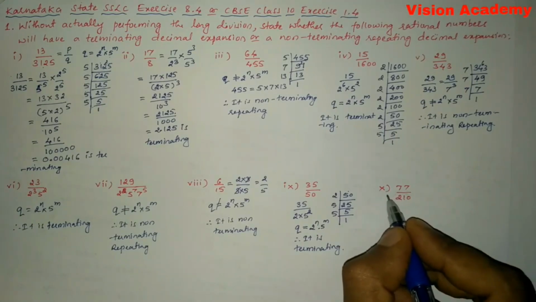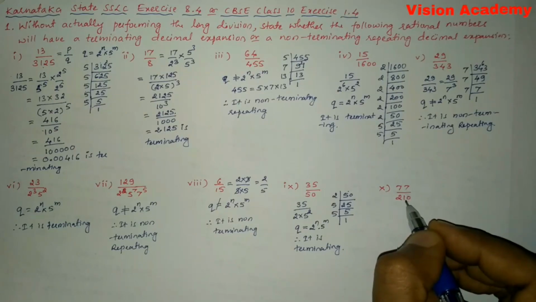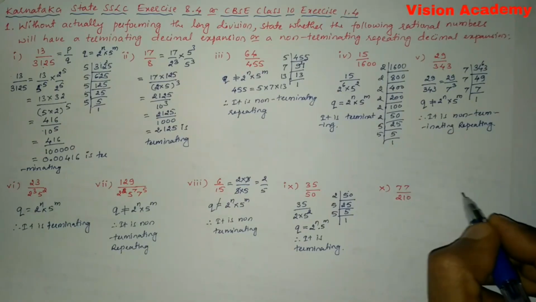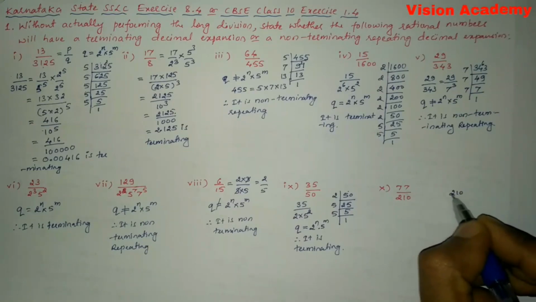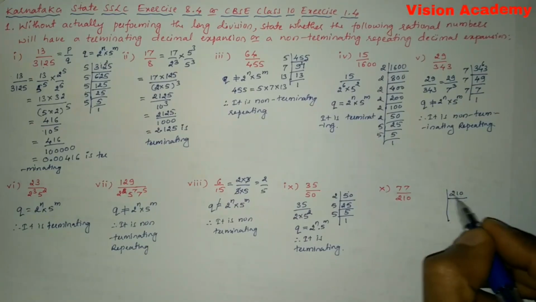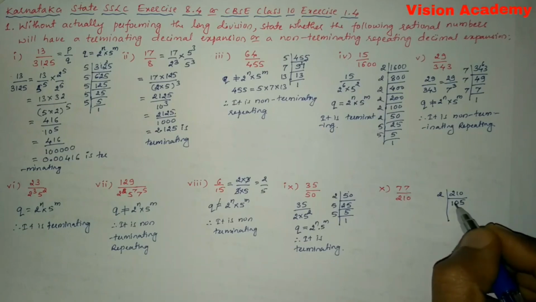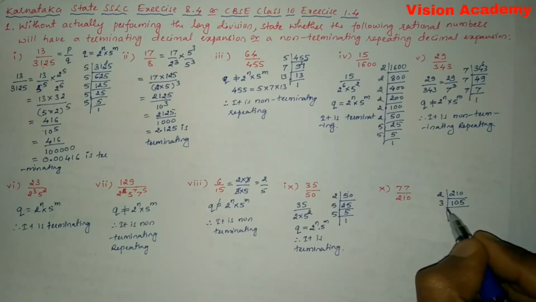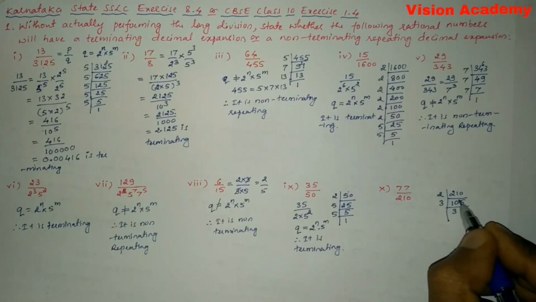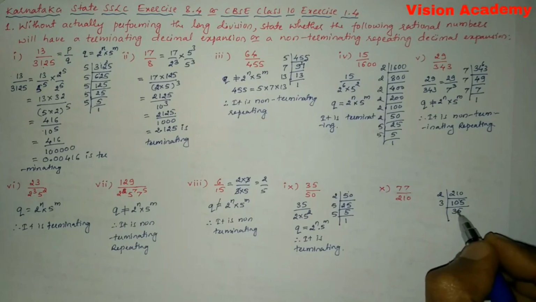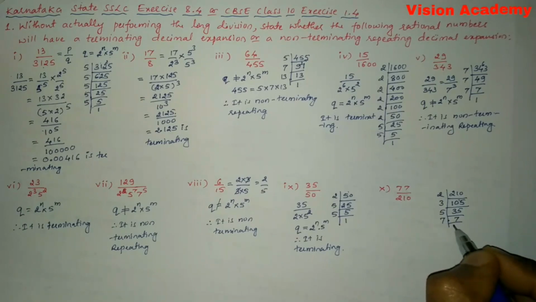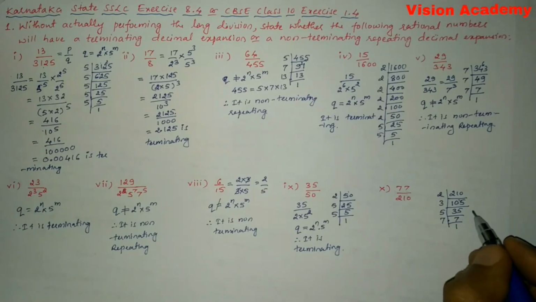Now let us move on to Roman number 10, 77 divided by 210. So here let us divide 210 by 2. So 2 1s are 2, 2 0s are 0, 2 10s are 20, next 2 5s are 10. Again, next this one is to be divided by 3. So 3 3s are 9, 1 remains, 3 5s are 15. Next we'll go for dividing this one by 5. 5 7s are 35, and again 7 1s are 7.